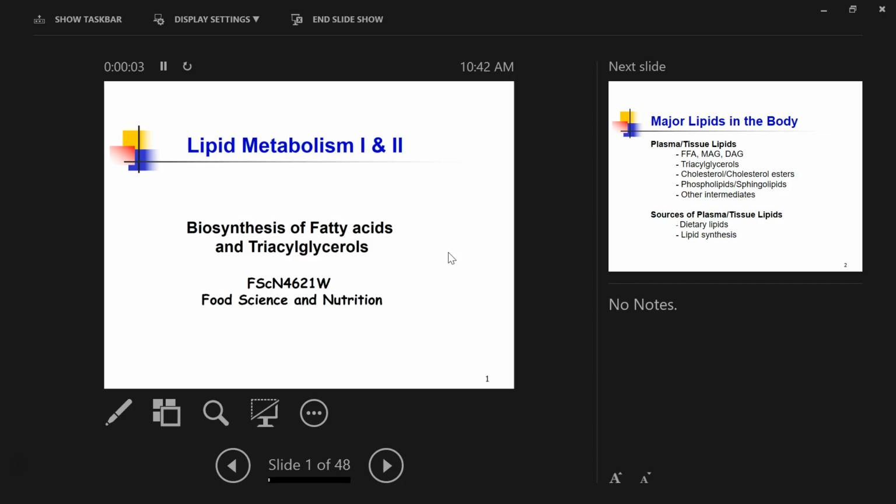Okay, now let's talk about new stuff. Lipid metabolism. So the first unit that we're going to cover is the biosynthesis of fatty acids and triglyceride.